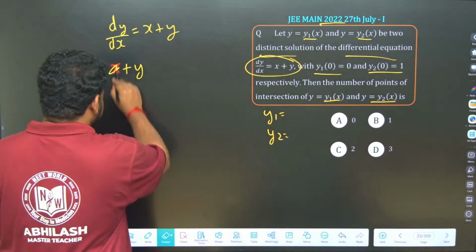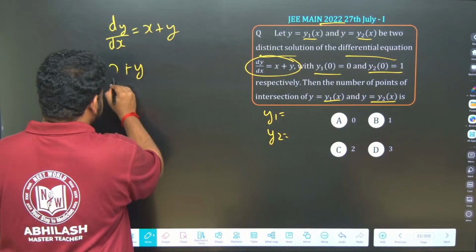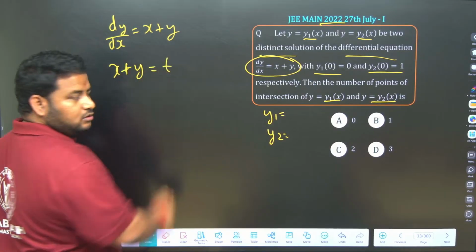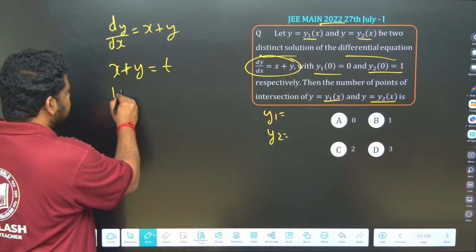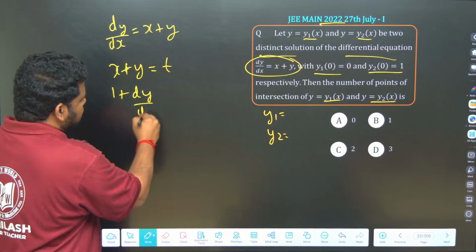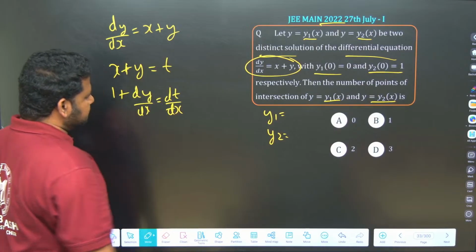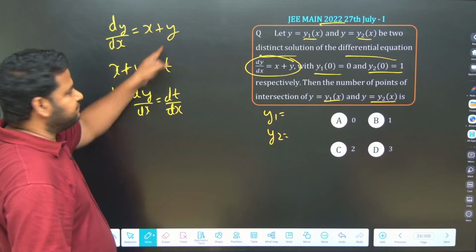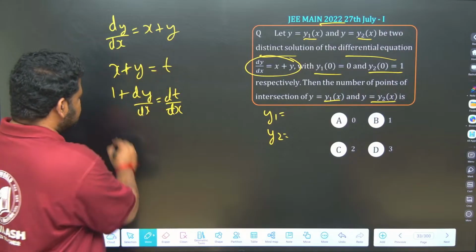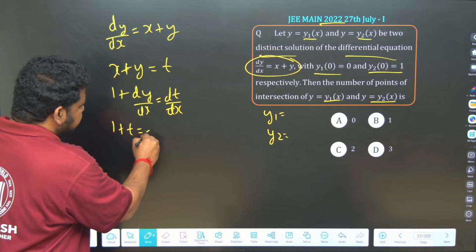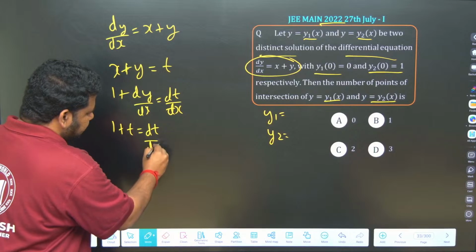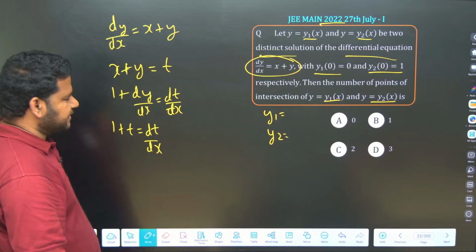x plus y, I will take it as t. So this becomes what, friends? x plus y will be equal to t. Let us differentiate both sides. This will become 1 plus dy/dx is equal to dt/dx. Now dy/dx is x plus y, and x plus y is nothing but t. So 1 plus t will be equal to dt/dx.